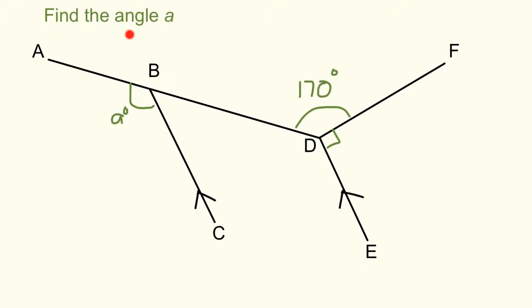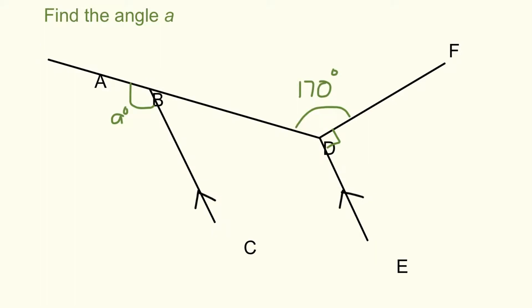Alright, so we need to find the angle A, which is sitting over here. A couple of things to take note of in this diagram: there is a set of parallel lines. This over here must equal 360 degrees. This over here is 90 degrees. Obviously this is 170 degrees. And we need to solve for A. Put the video on pause and see if you can solve it.